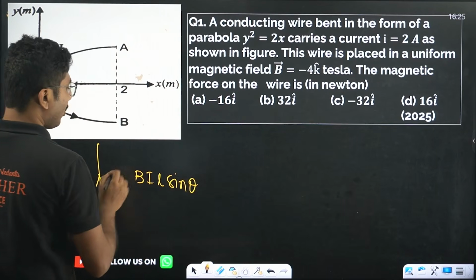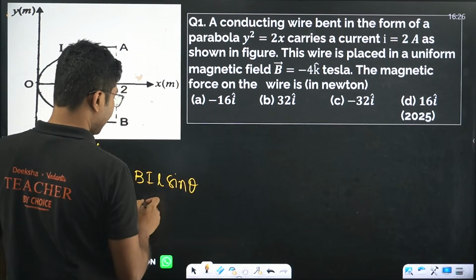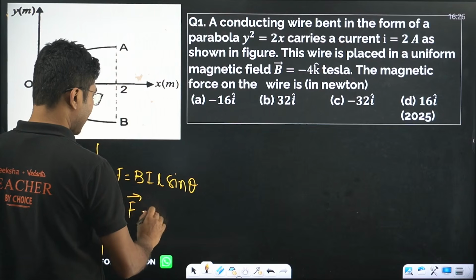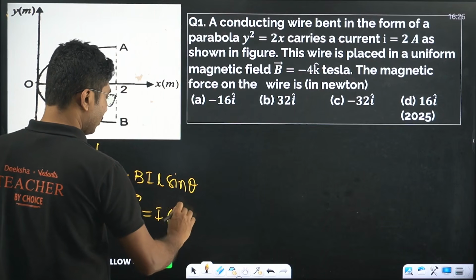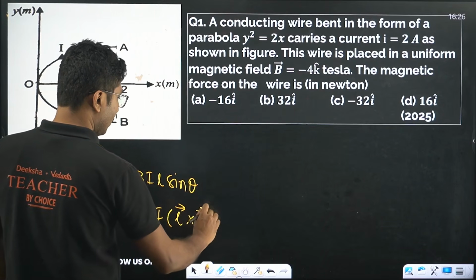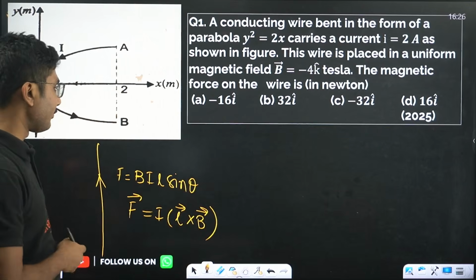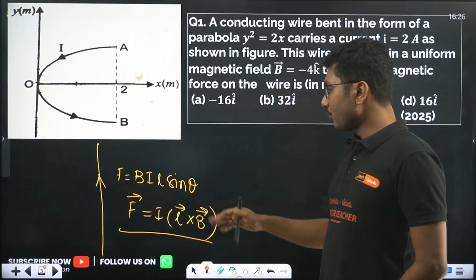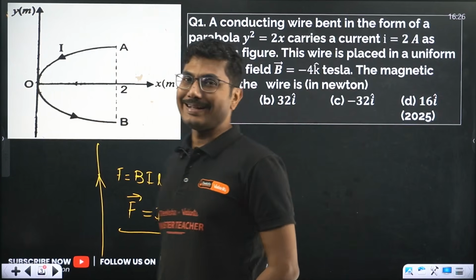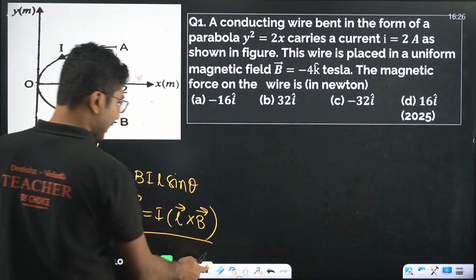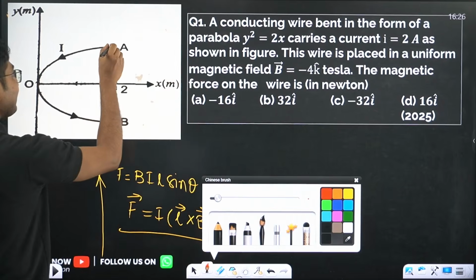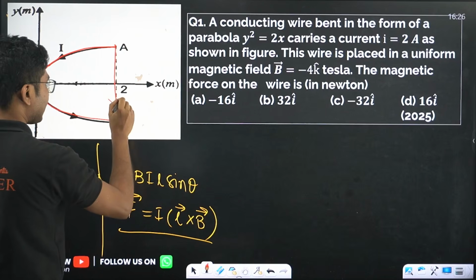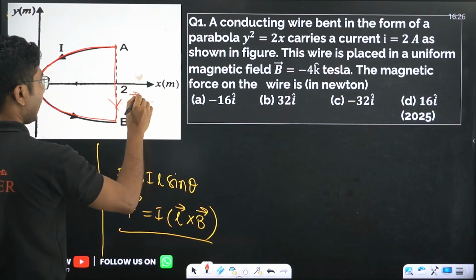In terms of vector, since force is a vector quantity, it can be written as I into L cross B. That is the formula for force acting. Now the magnetic field is given, you have to find the L vector. So how to find the L vector? If you see in this diagram, the current is being carried from A to B, so the L vector must be in this direction, from A to B.